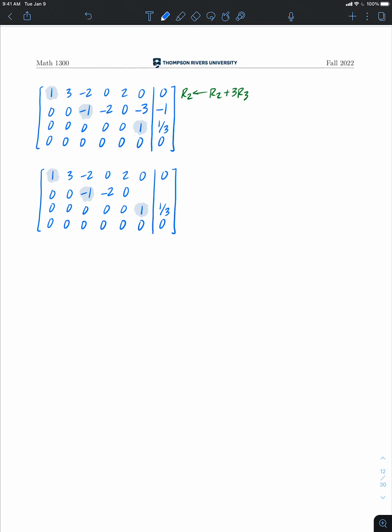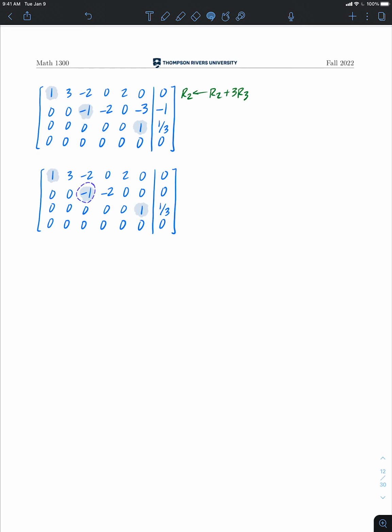And so what's going to happen, if we add the 1 to the -3 3 times, we're going to get -3 plus 3, which is 0. And if we add 1/3 to -1 3 times, this is going to be -1 plus 1. So that's going to be a 0 as well. So now our last column is perfect. We've got a 1 as our leading entry, and all the entries above it are 0. So now we're done with that pivot entry.